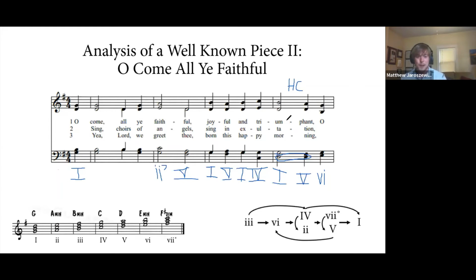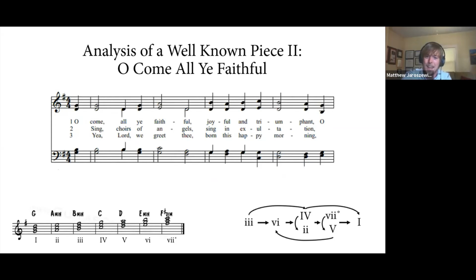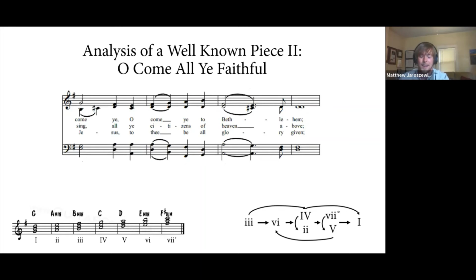So, still pretty straightforward. We had a couple of new things in there, a 2-7 chord, we had a 6 chord, but by and large, still pretty straightforward. Any questions about the first line of O Come All Ye Faithful? All right. So now we're going to look at the second line, and this is where we're going to get something very, very interesting.